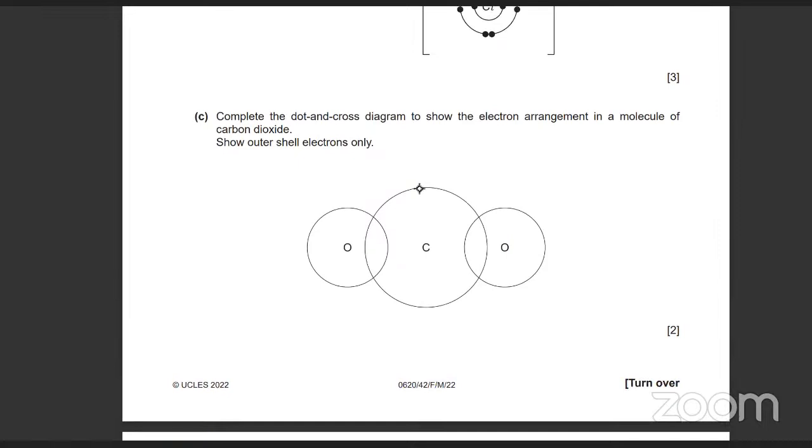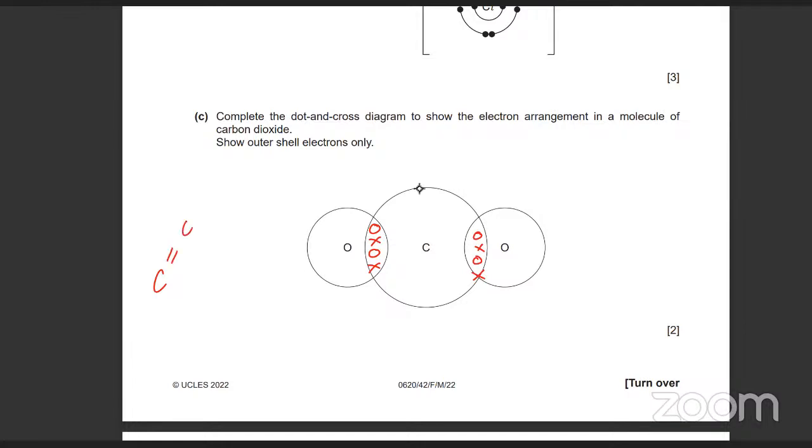Carbon dioxide, dot and cross diagram. So carbon is in group 4. So how many electrons would it share? How many bonds would it make? It needs to make 2 pairs, so 4 in total. So there's going to be a double bond on this side, and there's going to be a double bond on this side, right? Remember structural formulas. Remember that carbon is in group 4. Group 4 needs 4 electrons. It's going to share 4 electrons.